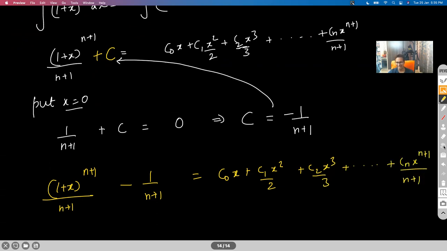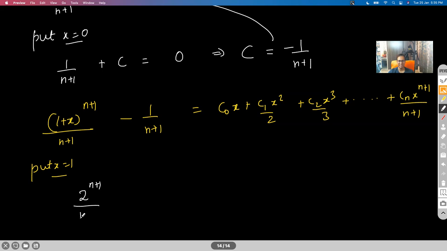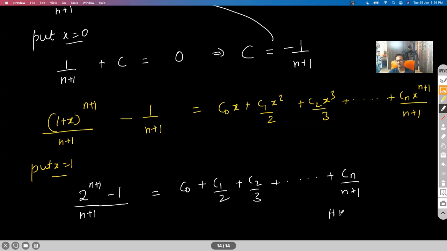Now here, put your x value as 1. When you do that, this becomes 2 to the power n plus 1 by n plus 1 minus 1 by n plus 1. So you can take a minus 1 like this. Is it fine? And on the right side, you'll get c0, c1 by 2, c2 by 3, till cn by n plus 1. And that is what we wanted to prove.